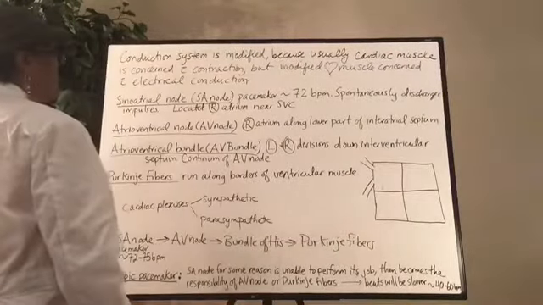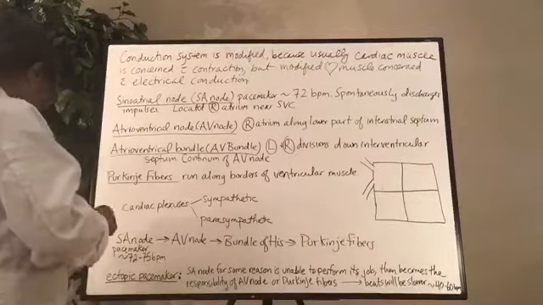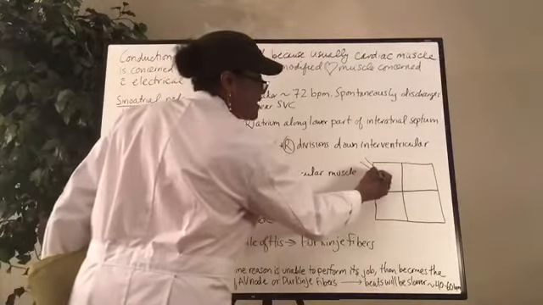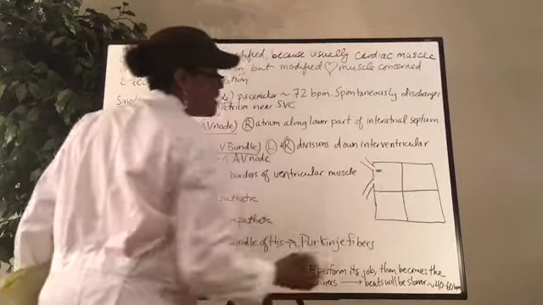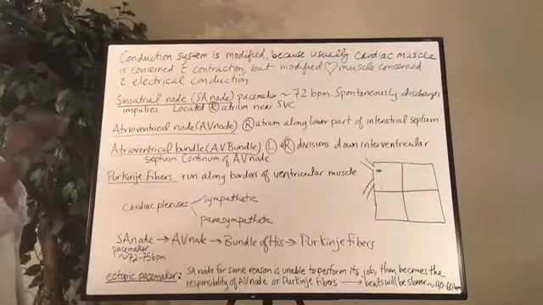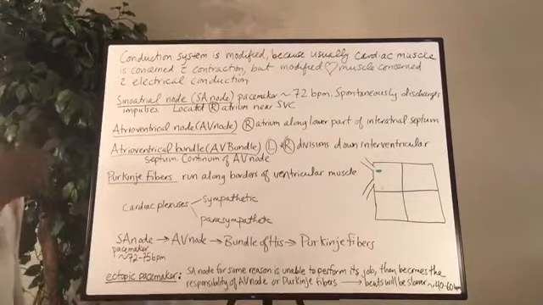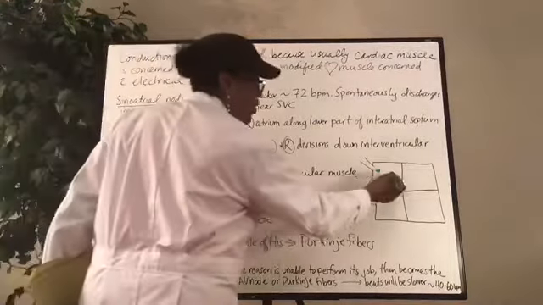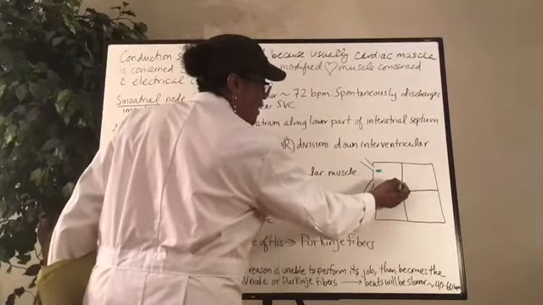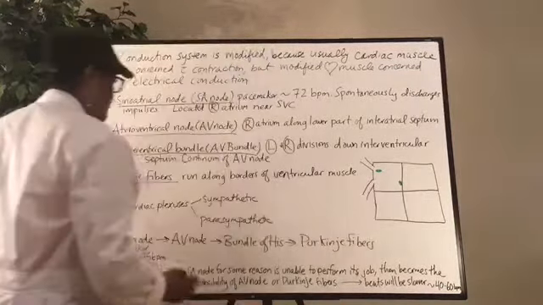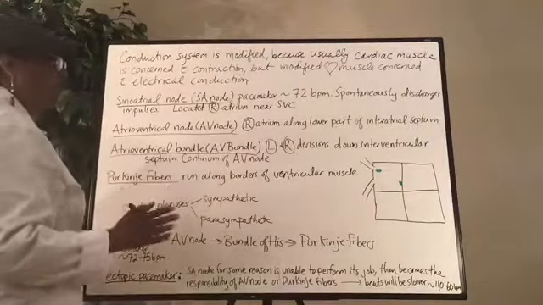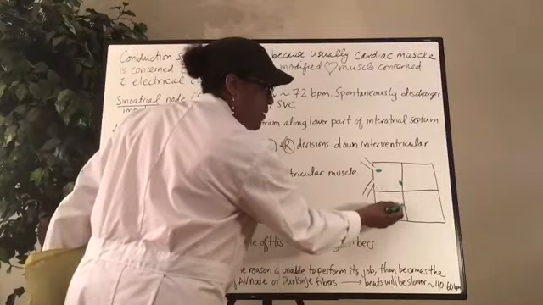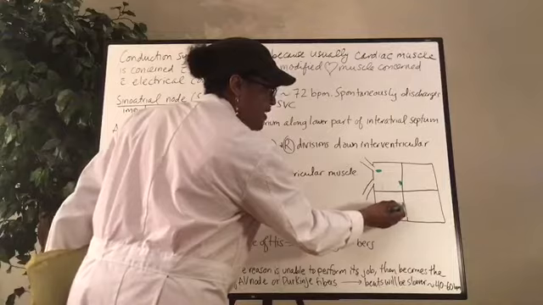So the SA node sits here, located in the right atrium, just near the superior vena cava. It is just a little node of tissue. The AV node is in the right atrium, in the lower part, in the interatrial septum, about right in here. The AV bundle or bundle of His is a continuation of this AV node, and it sits about right here.